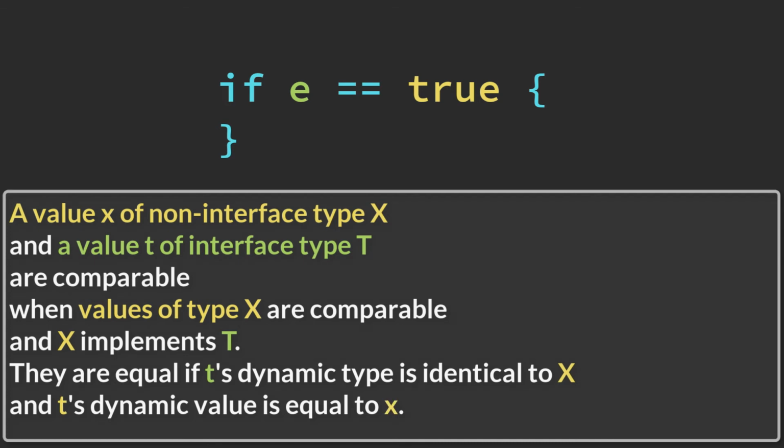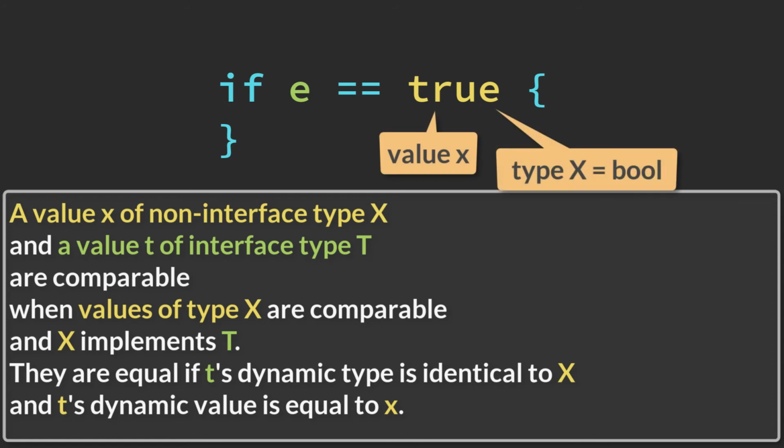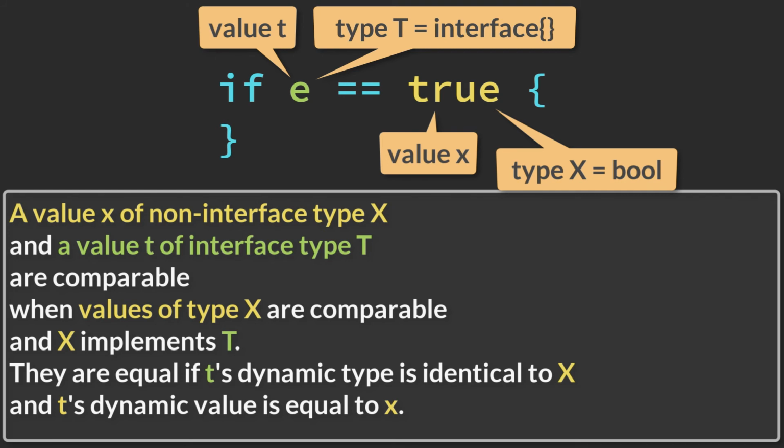Mapped to our code, value x is the Boolean value true. The non-interface type X is bool. The value t is our variable e. And the interface type T is the empty interface. So we can observe the following.